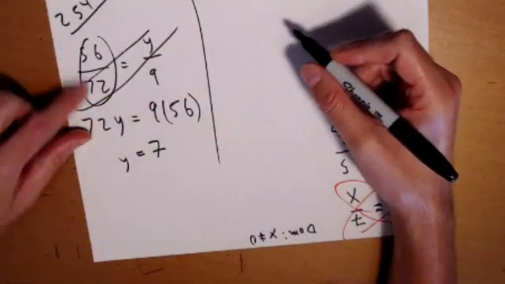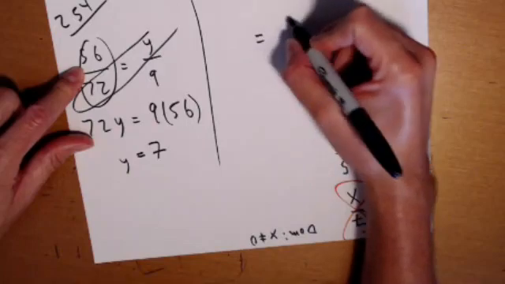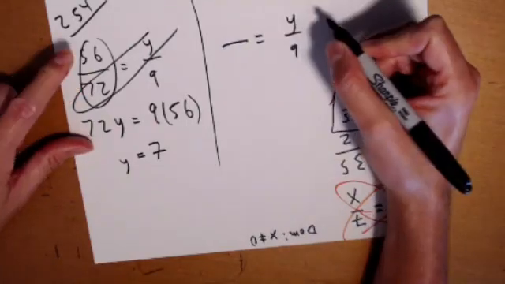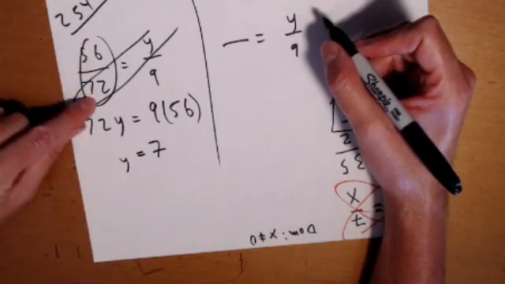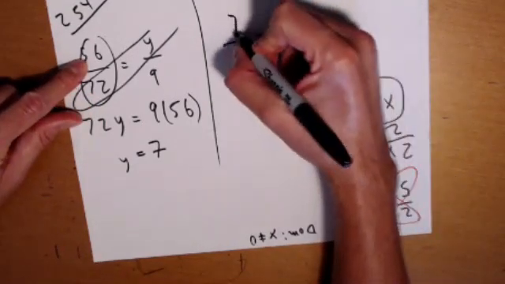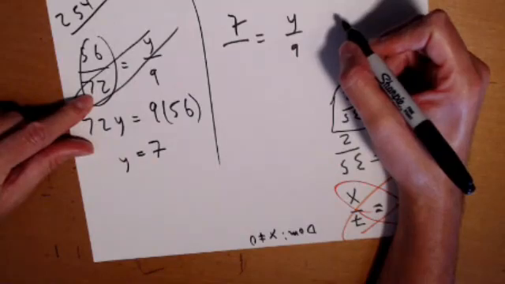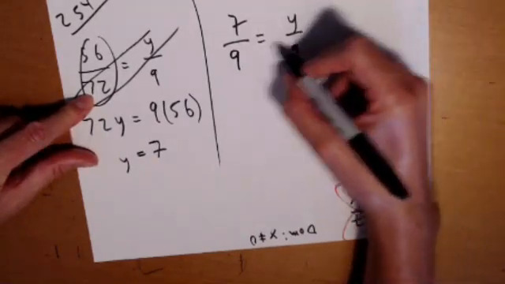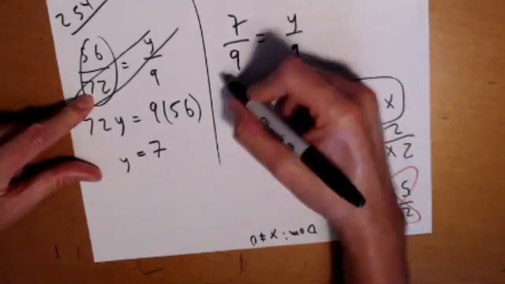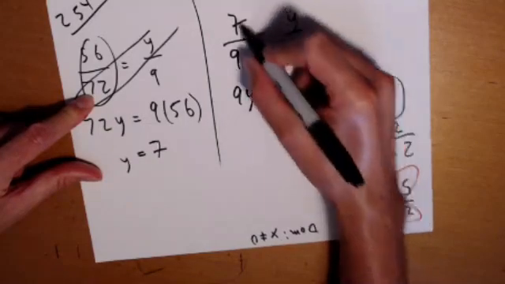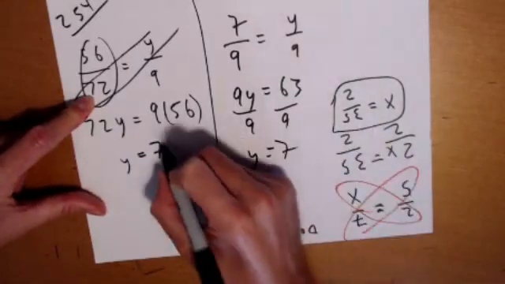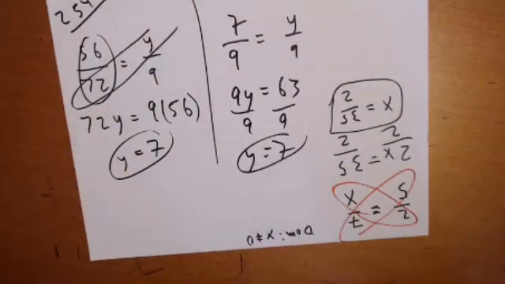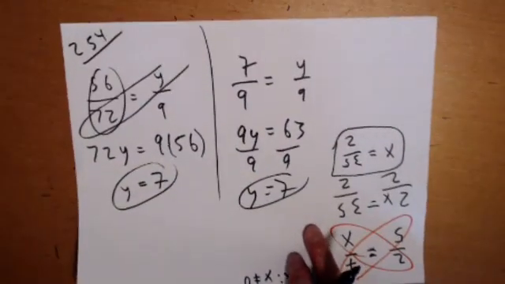If I didn't have a calculator, I probably would have reduced that 56 over 72. So 56 over 72, let's see, 7 times 8 is 56, 8 times 9 is 72, so that means 8 goes into both. 8 goes in here 7 times, 8 goes in here 9 times. Cross multiply, 9y equals 63, divide by 9, divide by 9, y is 7. Same. Okay, so let's move on to 260.